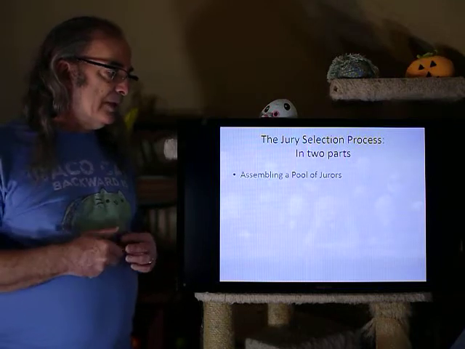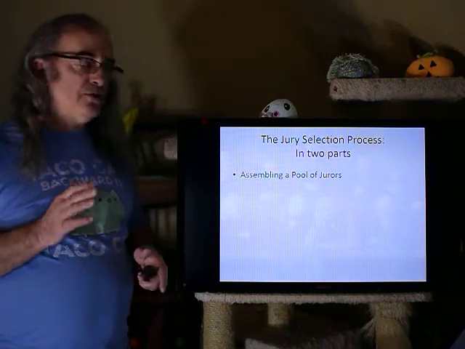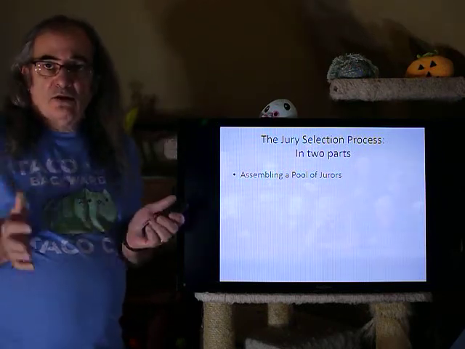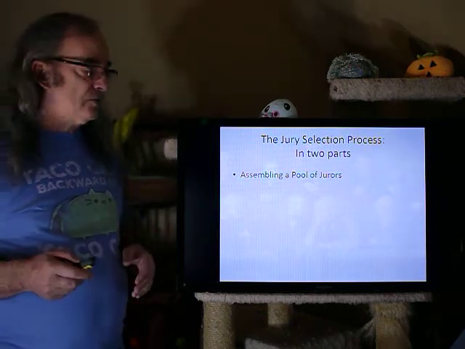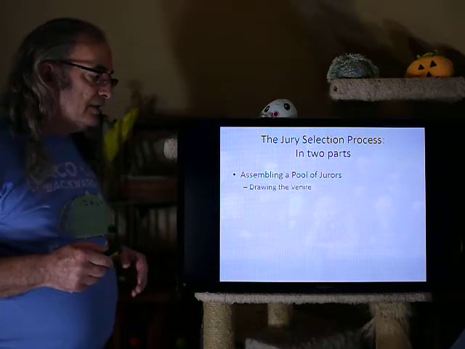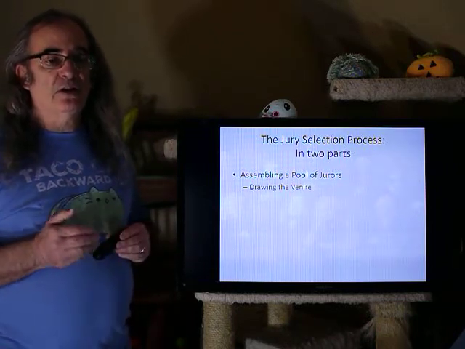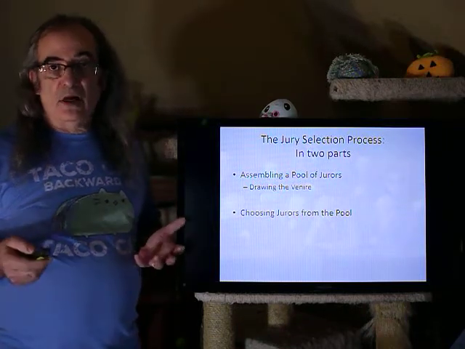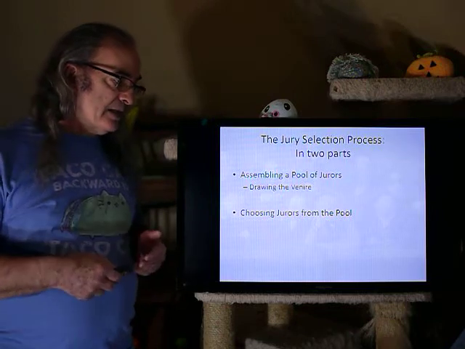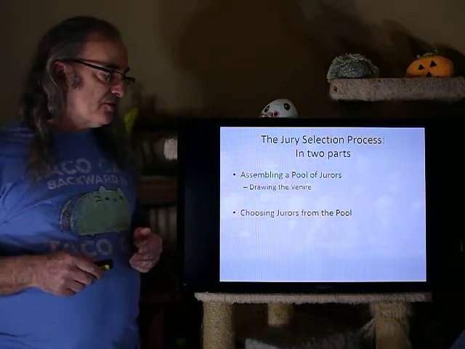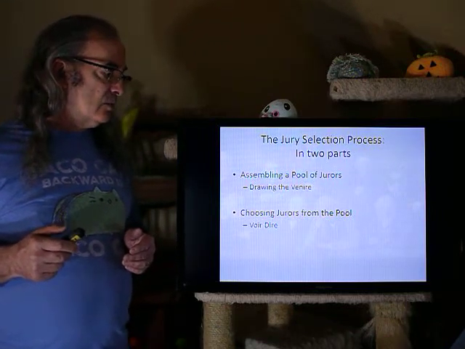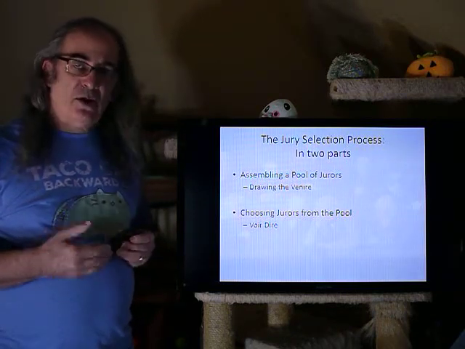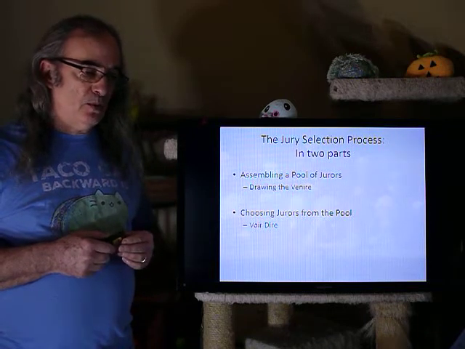That's a general rule. Let's look at the jury selection process. It's in two parts. First of all, we assemble a pool of jurors, the group from which we'll select. So these are potential jurors. And this has the fancy French term of drawing the veneer, that is, creating the pool. Once you have a pool, the next logical step is to pick people from the pool to actually sit on the jury. And again, we're going to look at a French term, voir dire. This is the process of choosing jurors from the pool.